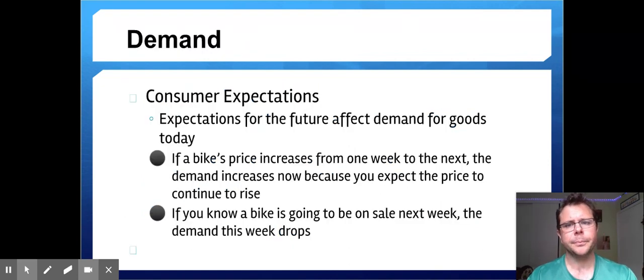And when it comes to demand, remember, one of the big issues we've been dealing with this week is the concept of consumer expectations. What do you think is going to happen in the future?